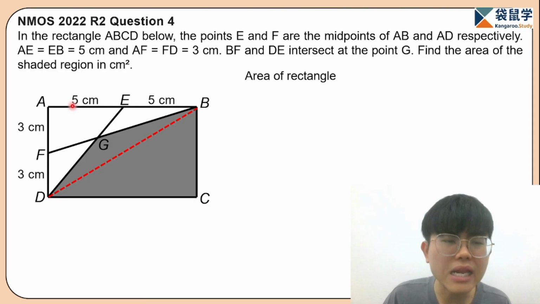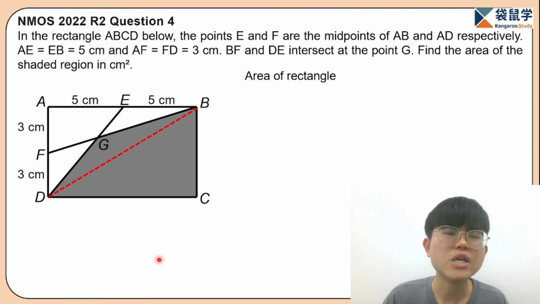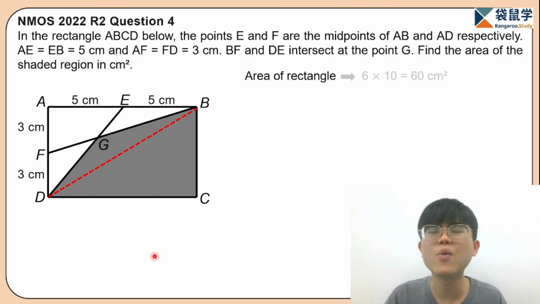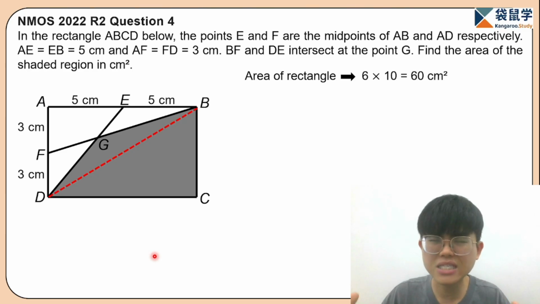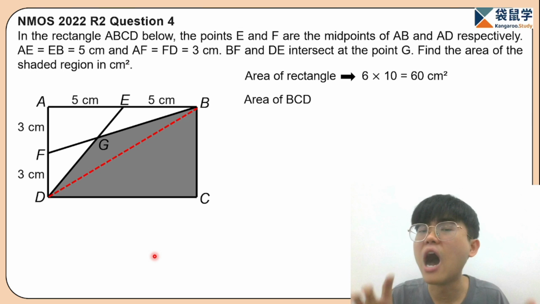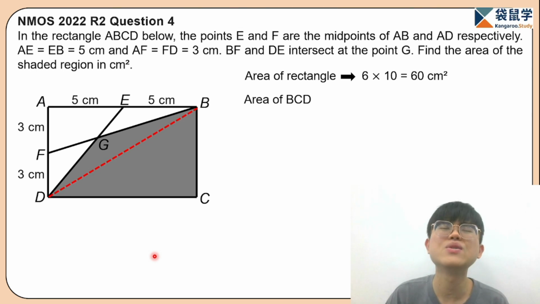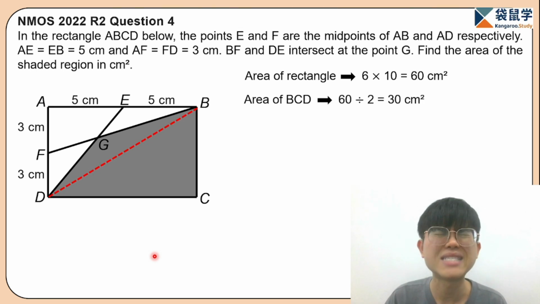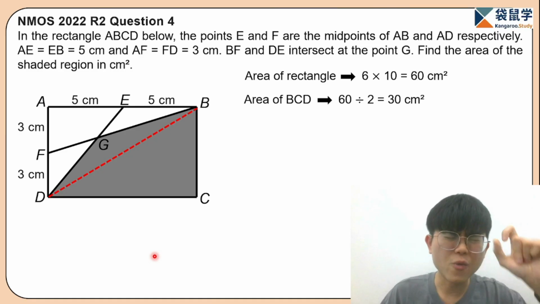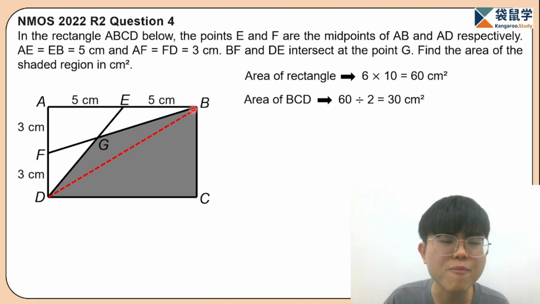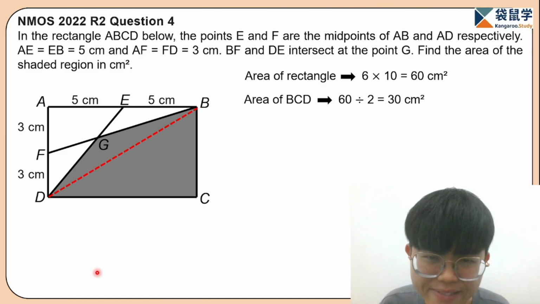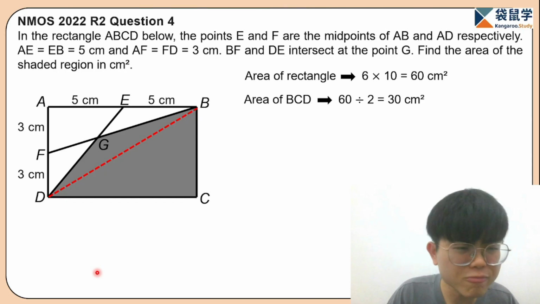So you can see that there is a 5 plus 5, there is a 3 plus 3. So to find out the area of the rectangle, it will just be 6 times 10, which is 60 centimeters squared. So we say that the area of BCD is half of the rectangle. So we use 60 divided by 2, we get 30 centimeters squared. So now, we still have to find out the area of BDG over here. How do we find it out?